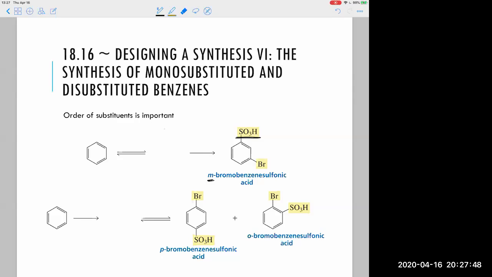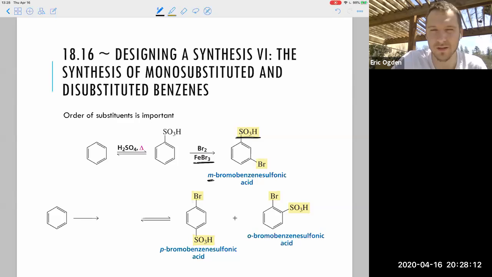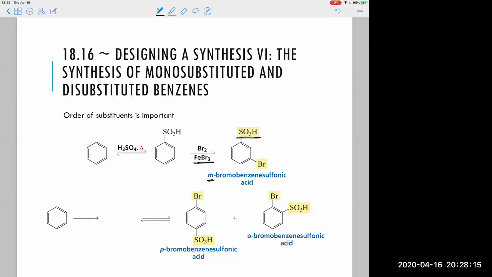All right, so first we would add our sulfuric acid and heat. That is going to be adding that sulfonic group on there, and that is strongly deactivating, thus meta-directing. So then if we added our bromine, why do we have to make sure to include the catalyst? Because it's a meta-director, right? So deactivating, absolutely. All right.